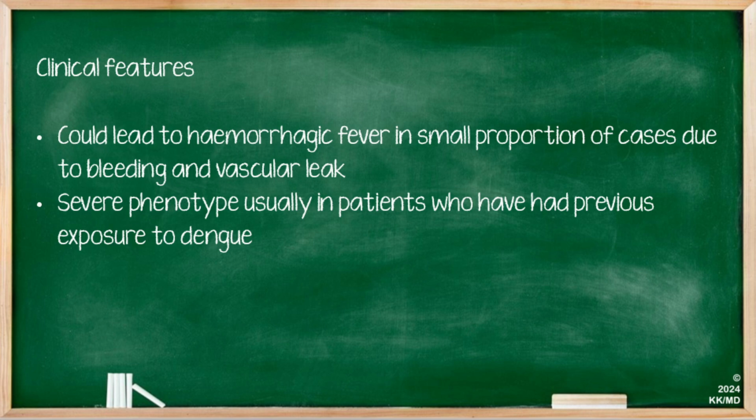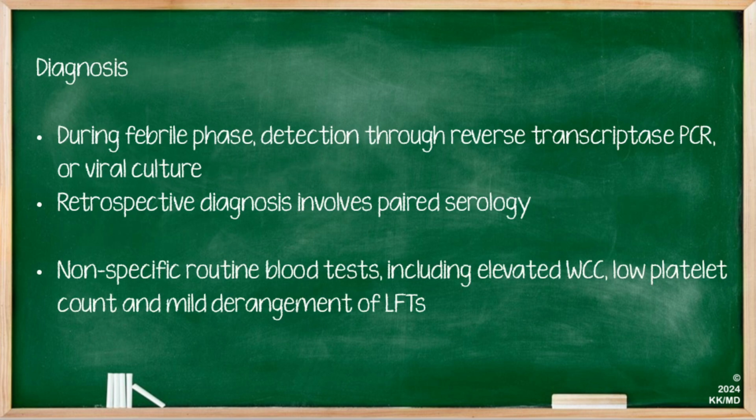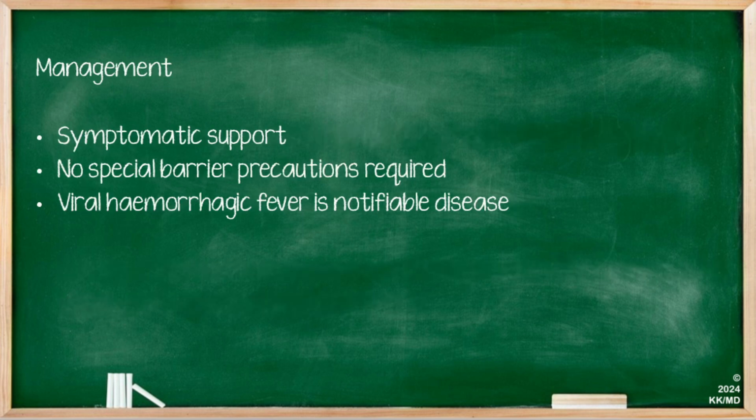However, in a small proportion of cases, it can lead to hemorrhagic fever, and this is due to bleeding and vascular leak. This severe phenotype is usually in patients who have had previous exposure to dengue. The diagnosis of dengue is usually during the febrile phase with detection through reverse transcriptase PCR or viral culture. Retrospective diagnosis involves paired serologies. Non-specific routine blood tests, including elevated white cell count, low platelet count, and mild derangement of LFTs, are also usually seen. The management of dengue usually involves symptomatic support, with no special barrier precautions required. Viral hemorrhagic fever is a notifiable disease.